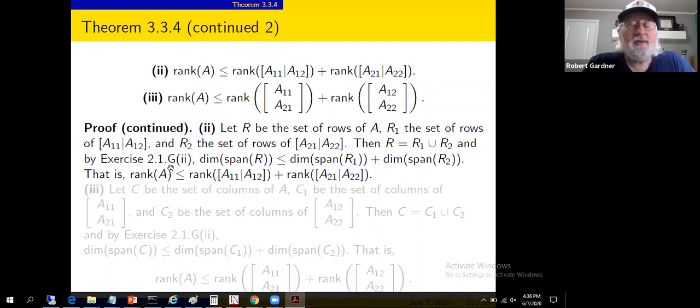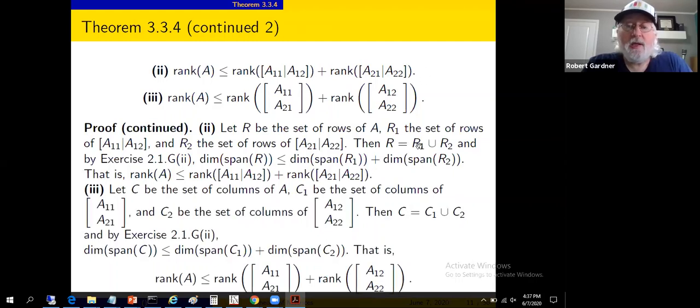One of the exercises I mentioned says, hey, we've taken this set of vectors and cut it into this union, not necessarily disjoint union. Then the dimension of the span of this is less than or equal to the sum of the dimensions of the spans of the other two sides. Hey, the span of those rows is exactly the row space. Its dimension then is exactly the rank of the appropriate matrices. So there's part 2.